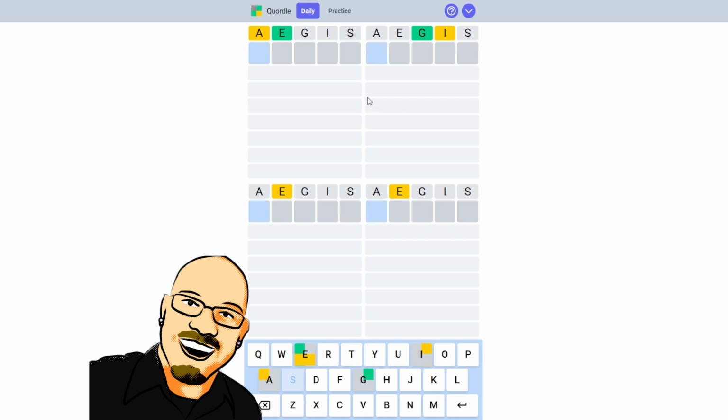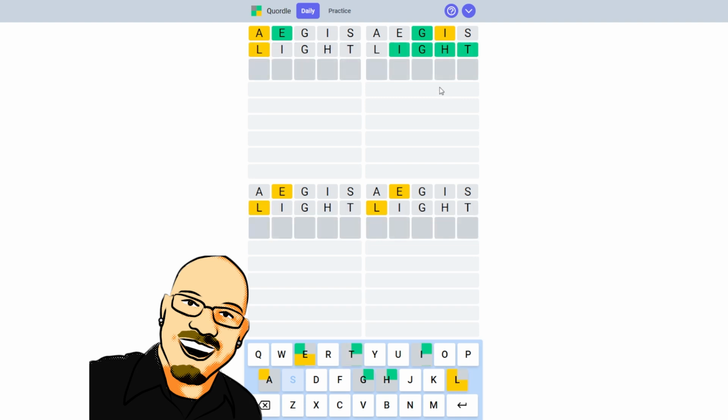Okay. We have an E and an A here. We have an I and a G. This always makes me think of something like the word light. All right, it is one of those words. Let's try and figure out what that letter is as we guess the rest of them. We also have an L in this puzzle. Actually, we have an L in all three of the other puzzles.